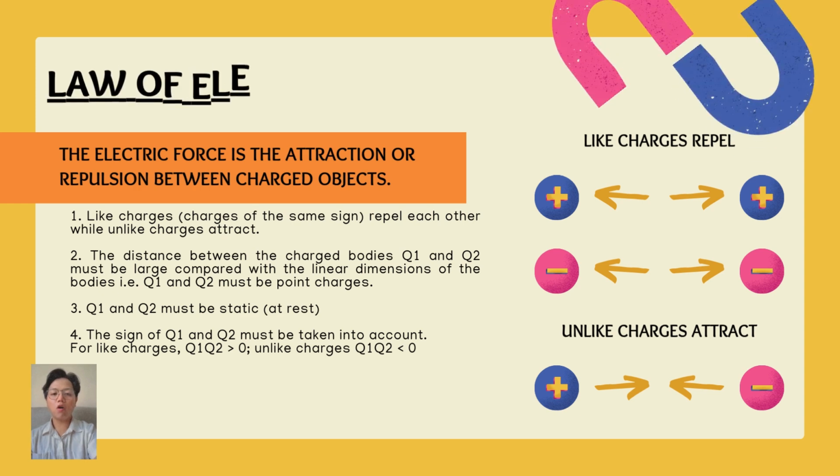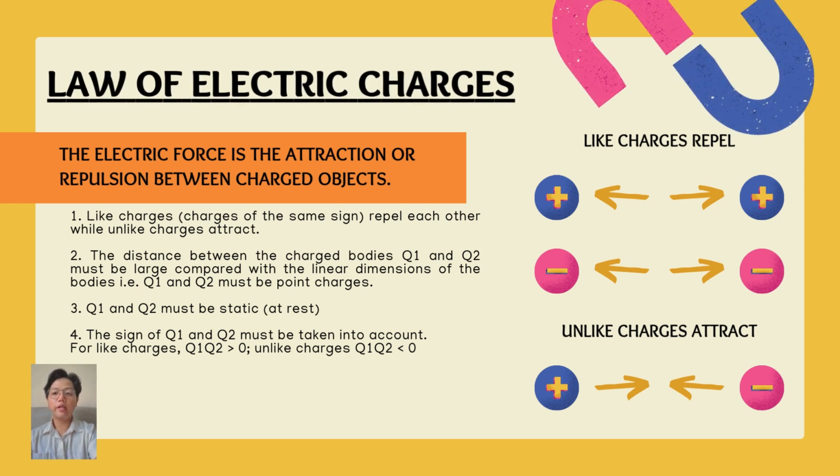Next is the law of electric charges. The electric force is the attraction or repulsion between 2 charged objects. Like charges of the same sign repel each other, while unlike charges attract. The distance between the charged bodies Q1 and Q2 must be large compared with the linear dimensions of the bodies, and Q1 and Q2 must be point charges. The signs of Q1 and Q2 must be taken into account.